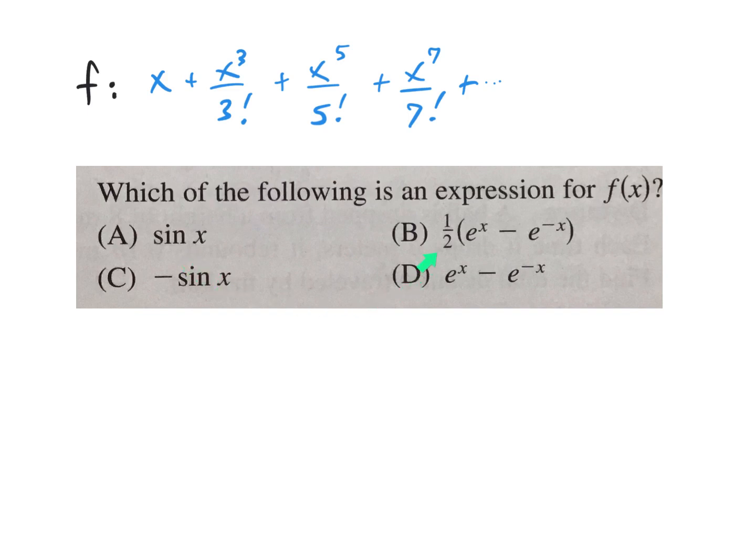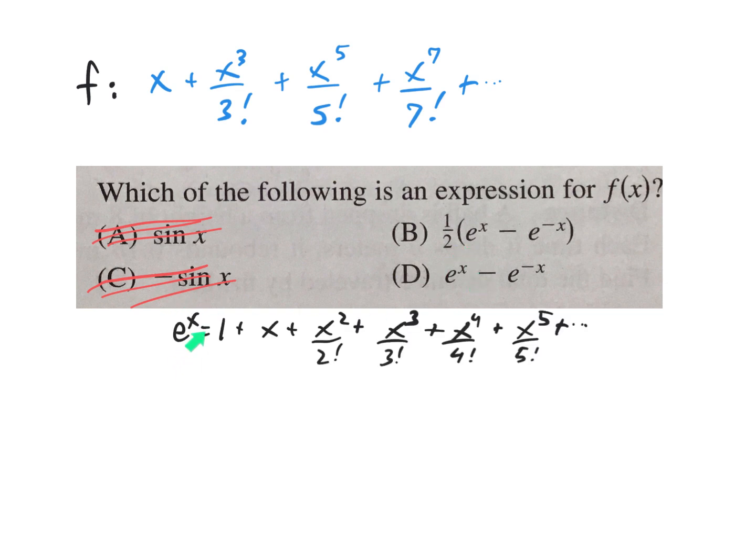Which of these functions has this as its series? This looks like the sine series, except the sine series has terms that alternate in sign, and these don't alternate, so it's not the sine series. And the series for negative sine of x would also alternate, so it's not that one. It has to be one of these.